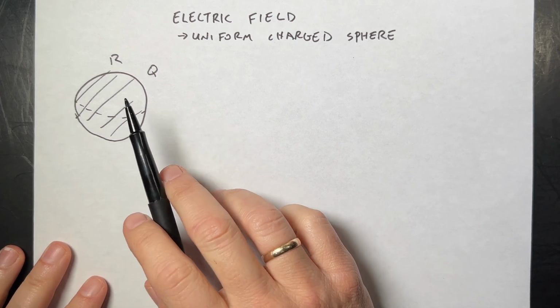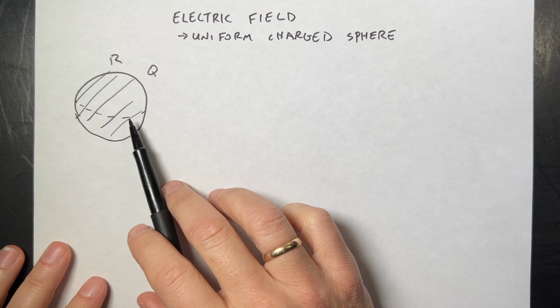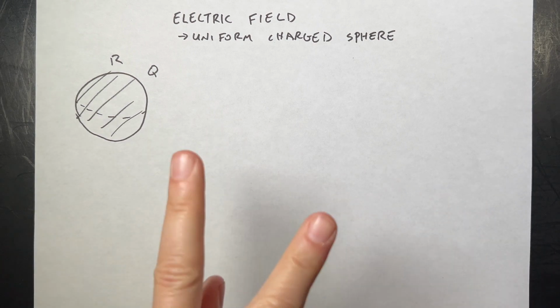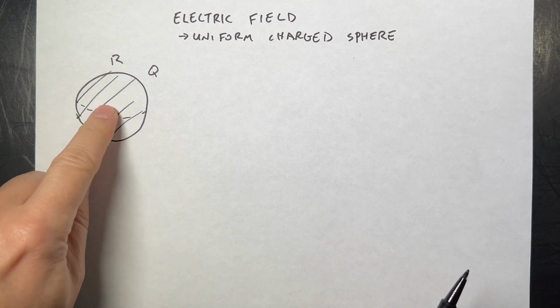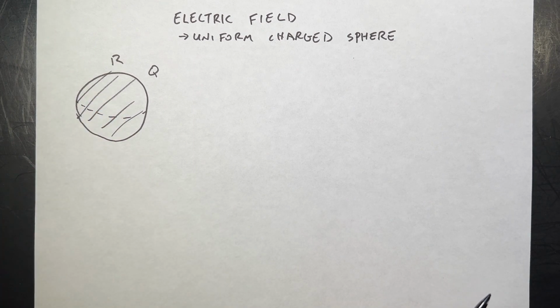Let's find the electric field due to a uniform charged sphere. And I'm going to do this two ways. First I'm going to use Gauss's law, and then I'm going to do it in Python with a bunch of tiny points. It's going to be awesome.